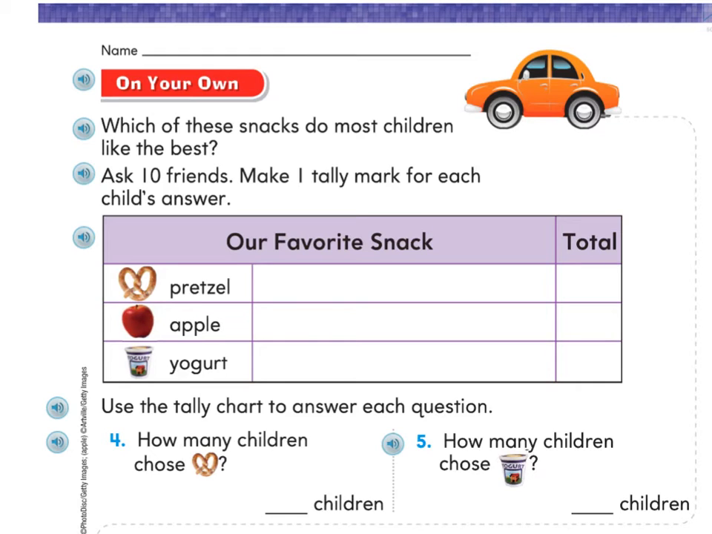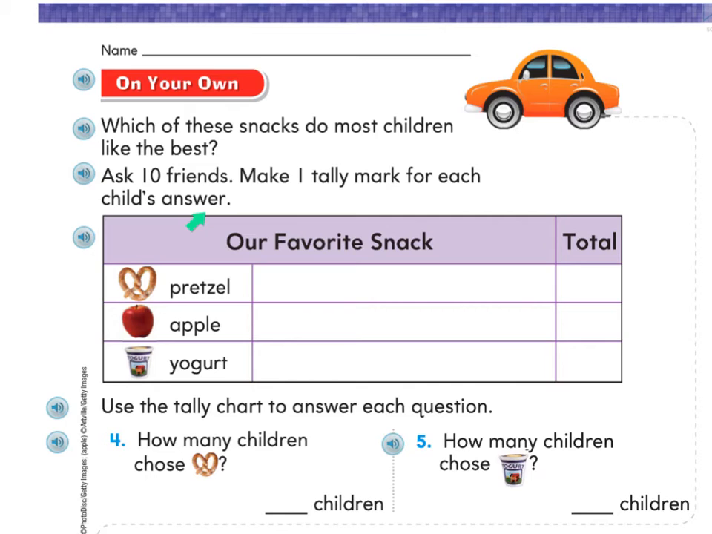Now, on page 607, you are going to get to ask the people at your home which of these snacks is their favorite. So it says, which of these snacks do most children like the best? Ask 10 friends. Make one tally mark for each child's answer.